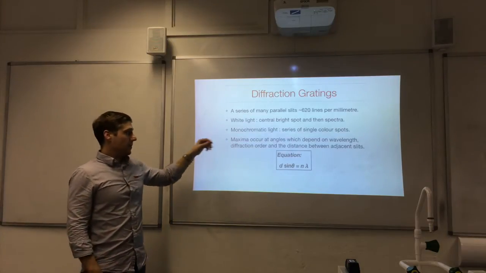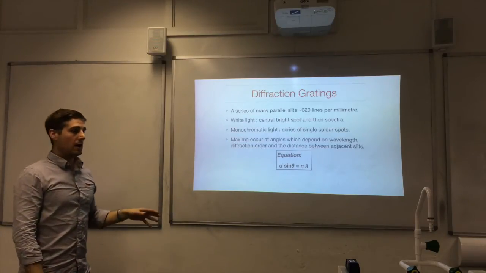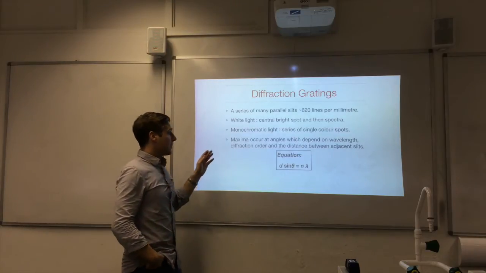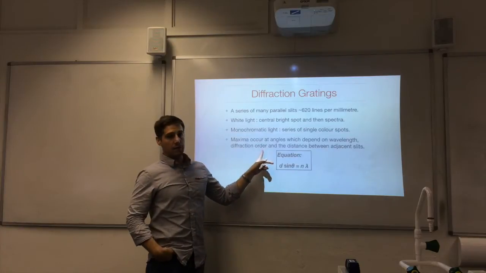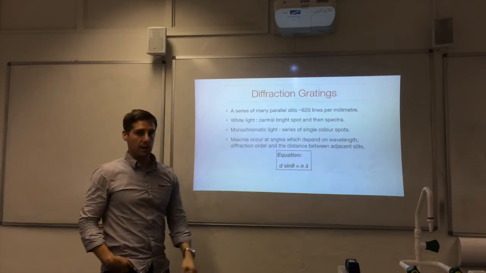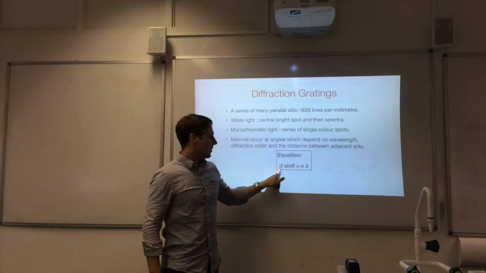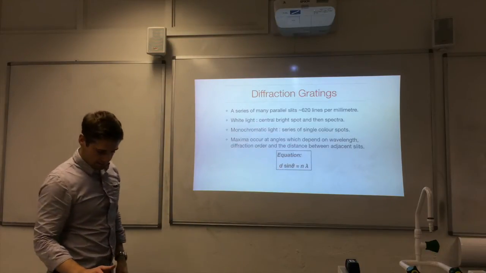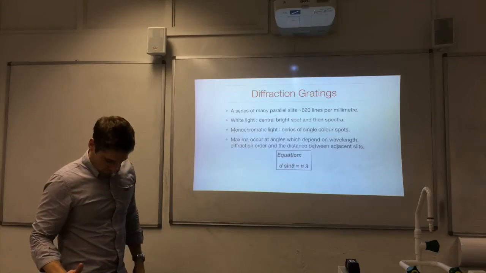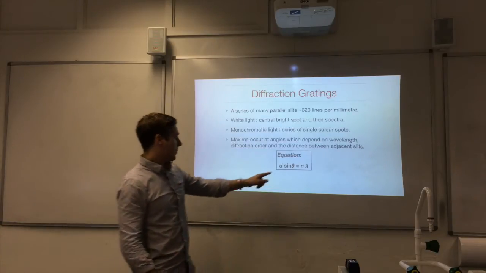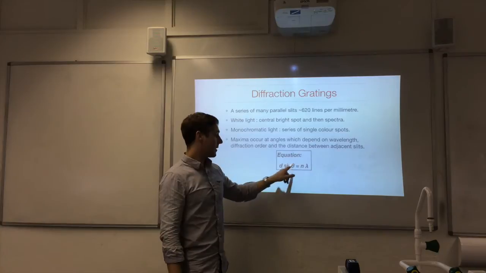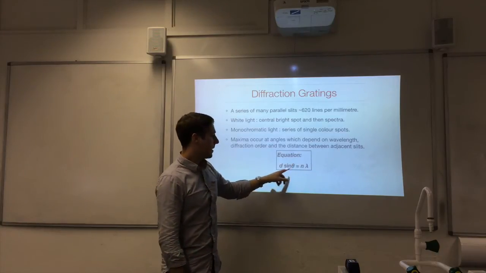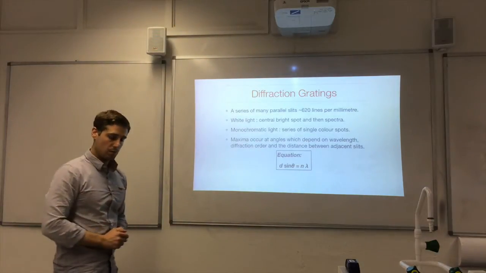As I said above, these maxima occur at angles which depend on the wavelength. And they also depend on this diffraction order and the distance between the adjacent slits. So this is the equation. d sin θ = nλ. Okay, and so red light, longest wavelength, gives you a larger sin θ for a given d and n, and that means that θ will be larger.